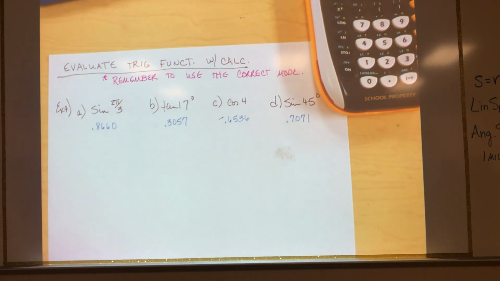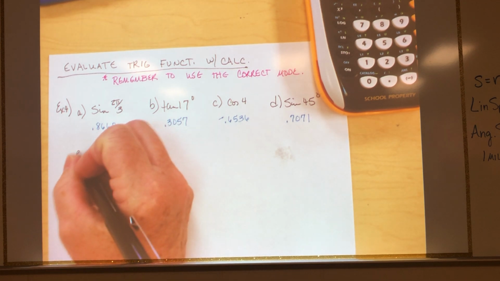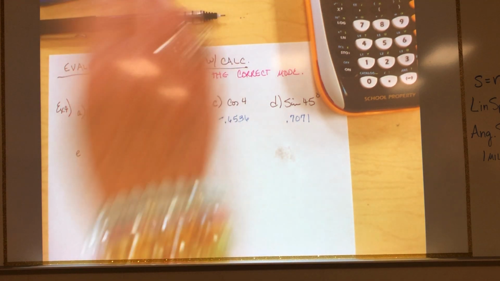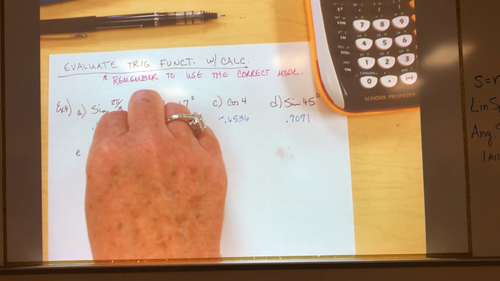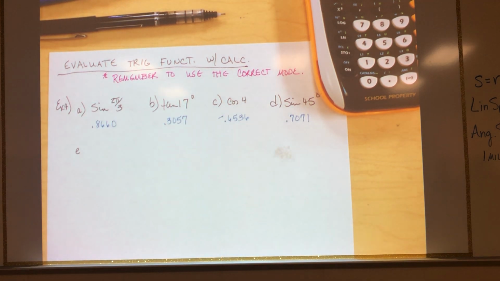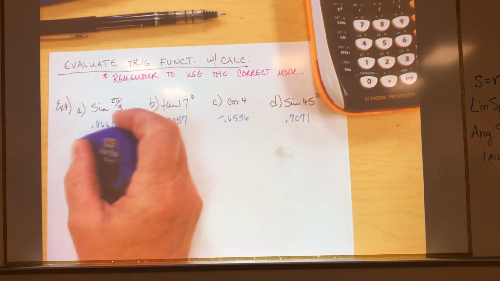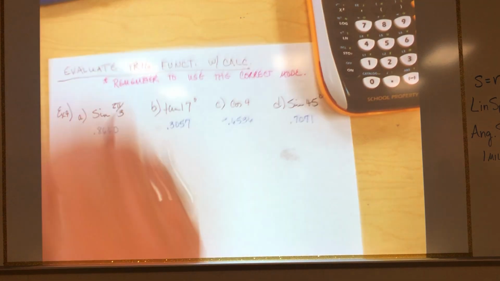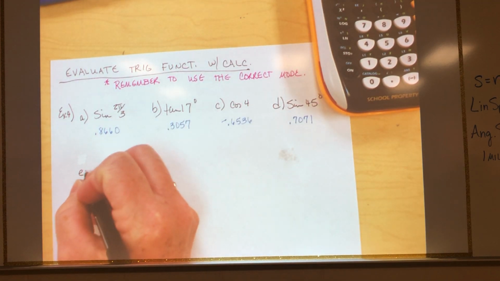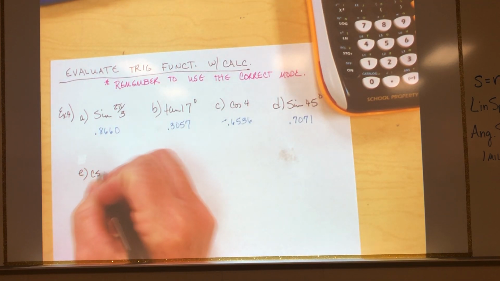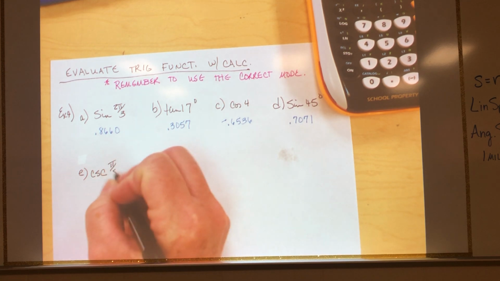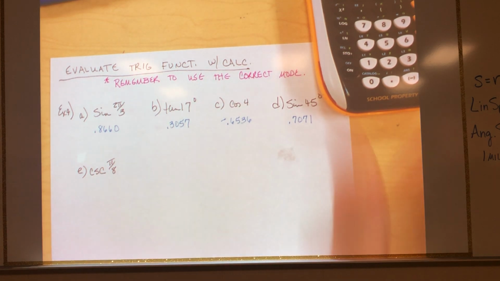All right, so here's my next one. Are you ready? Hey, wait. Leave me a little space in between here because I want to write something. I'm going to move mine down just a tad. Okay, so this one we're going to do cosecant of pi over 8.